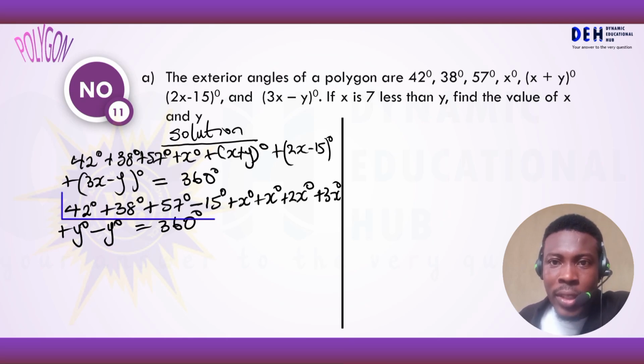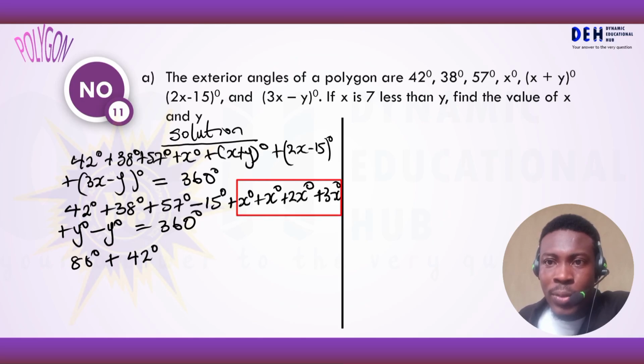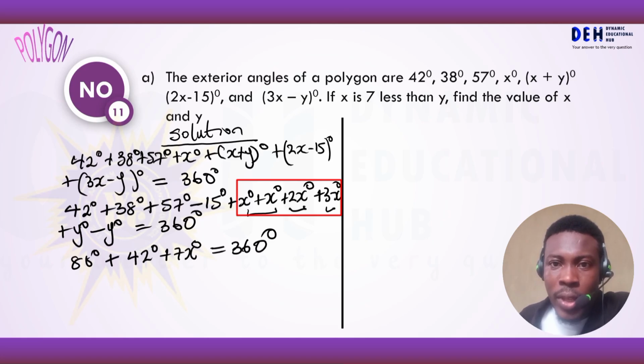Let's add all these values together. 42 plus 38 gives 80 degrees, plus 57 minus 15 degrees gives 42 degrees. Then x plus x plus 2x plus 3x: this is 2x, 4x, 7x. Then y degrees minus y degrees is 0. So we are left with 80 degrees plus 42 degrees, which is 122 degrees, plus 7x is equal to 360 degrees.